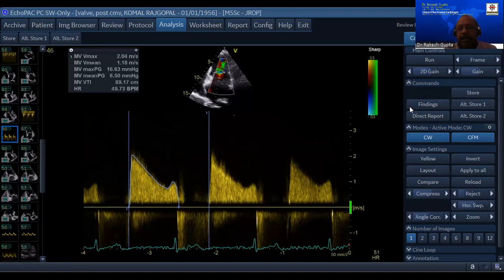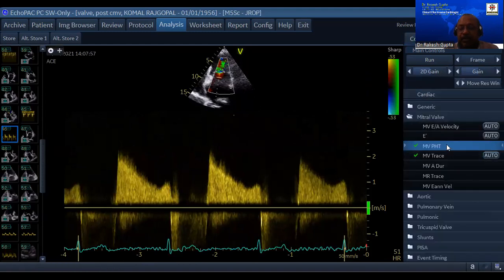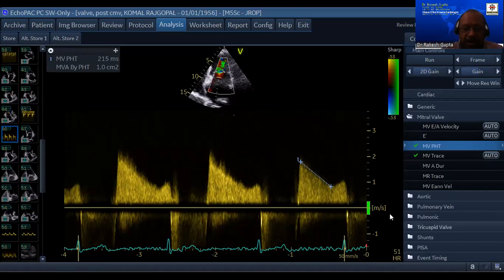Okay, sir. Let's look at the pressure half-time in this patient over here. The last is very good imaging quality. This is a very good Doppler graph. This is almost 1. So this patient was absolutely asymptomatic. We did not do anything with her because her gradients were about 5 to 6. She had a prior history of a closed mitral valvotomy.